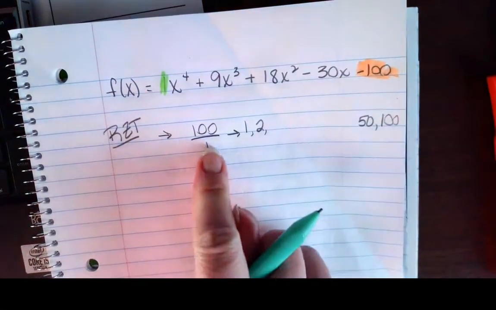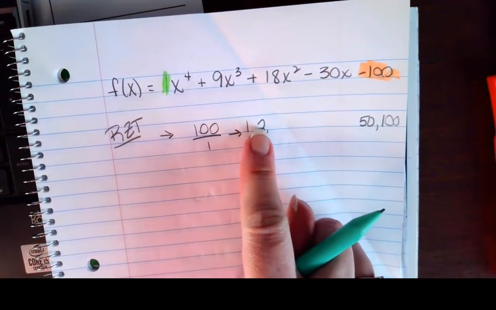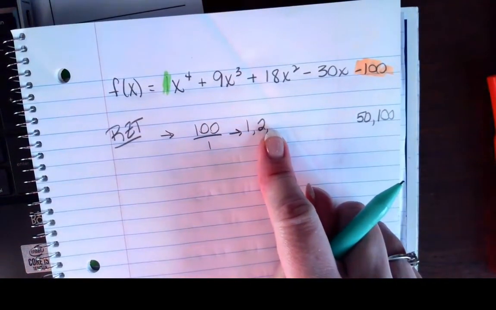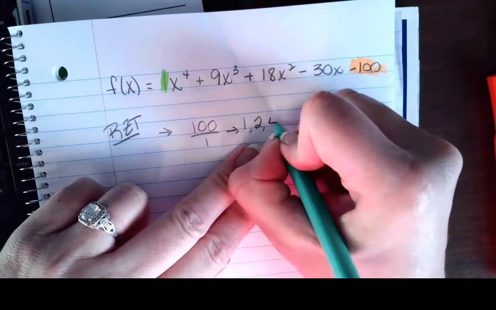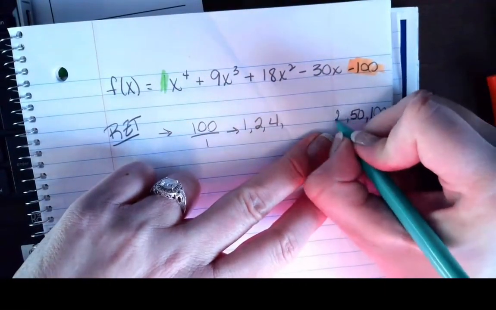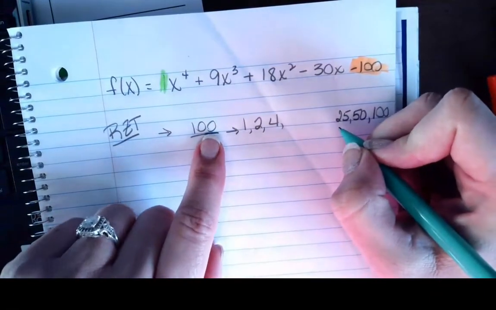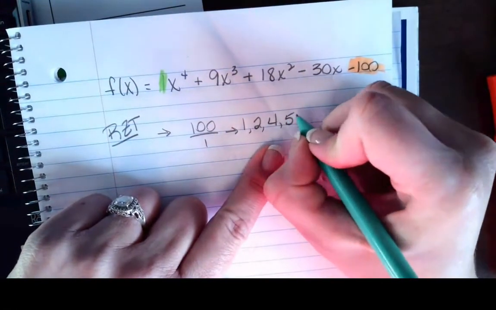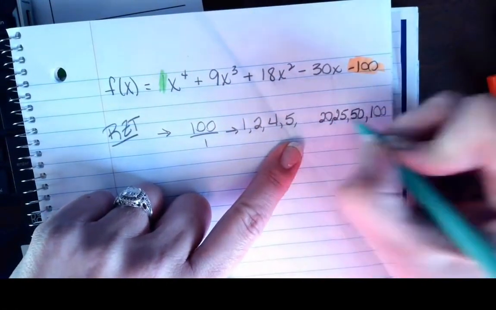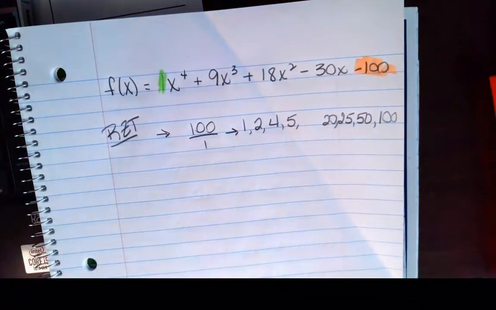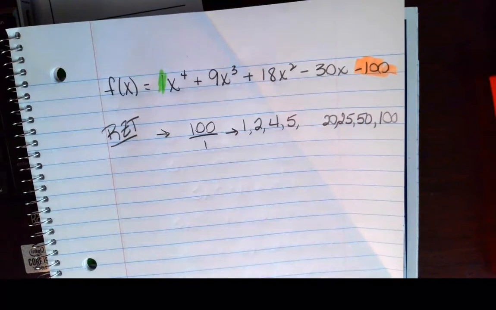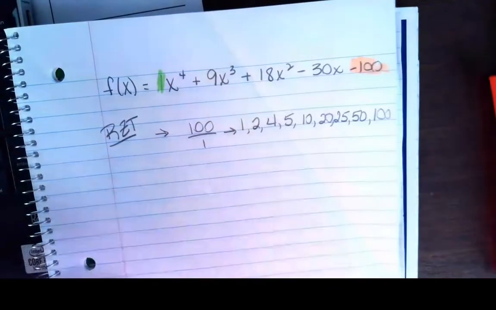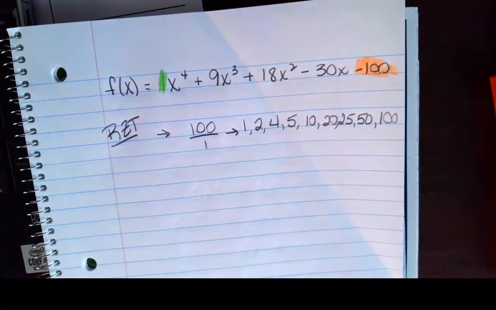So I'm making a list. I'm just going through and increasing these. So does 3 go into 100? No. Does 4 go into 100? Yes, it does, 25 times. Does 5 go into 100? Yes, it does, 20 times. Okay, does 6 go into 100? No. 7? No. 8? No. 9? No. 10. So that is my complete list.